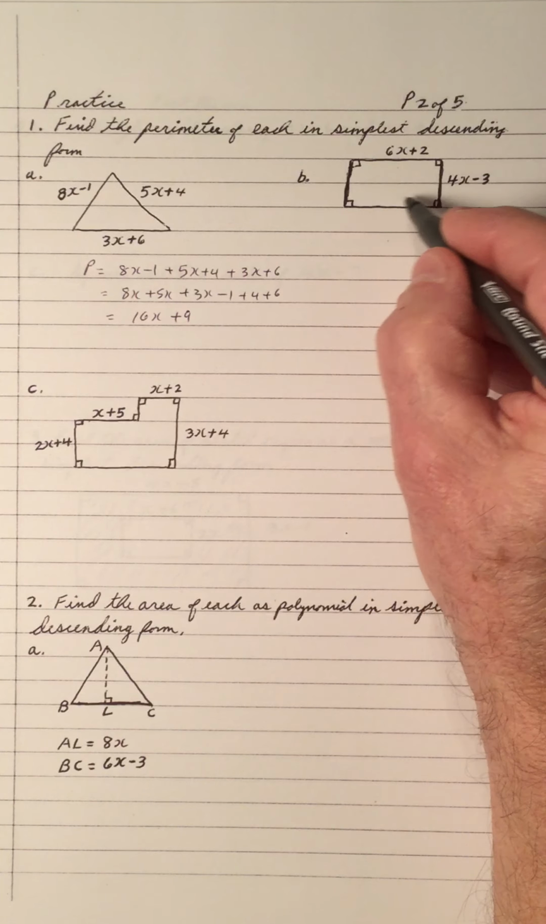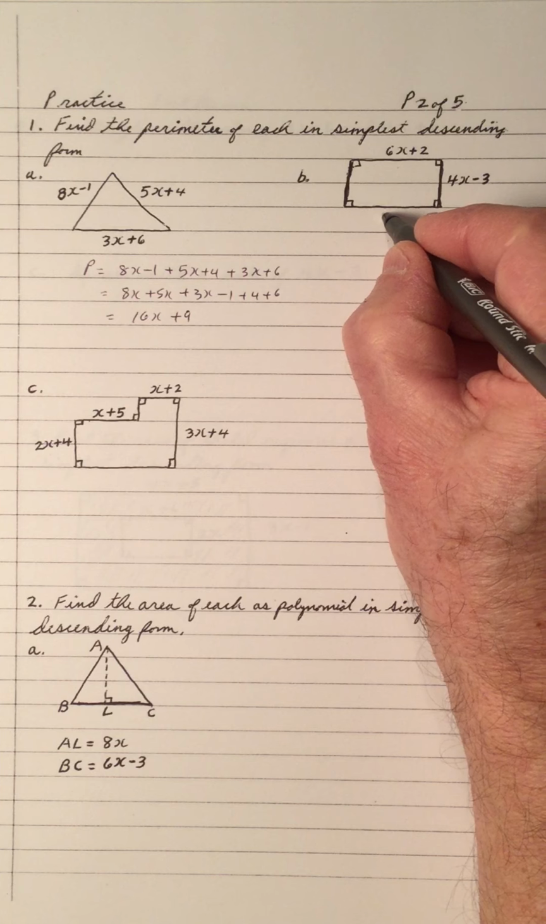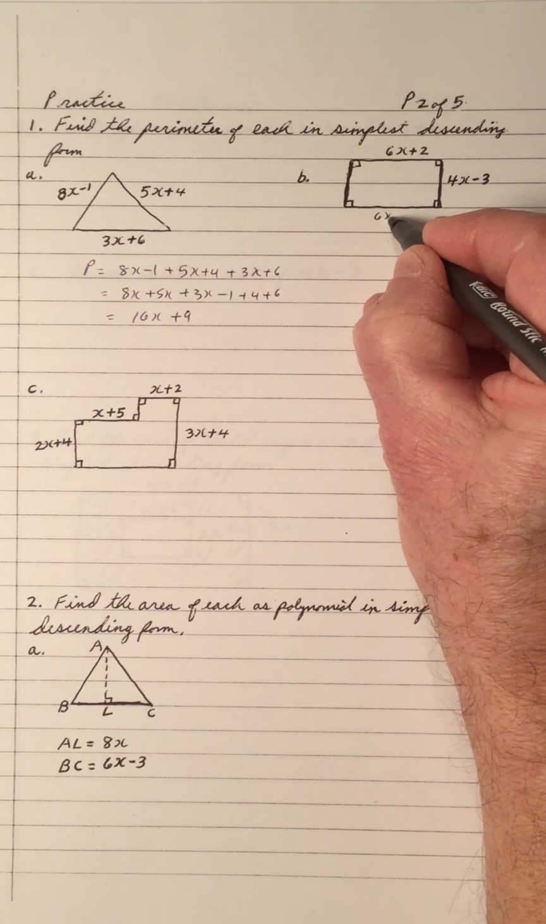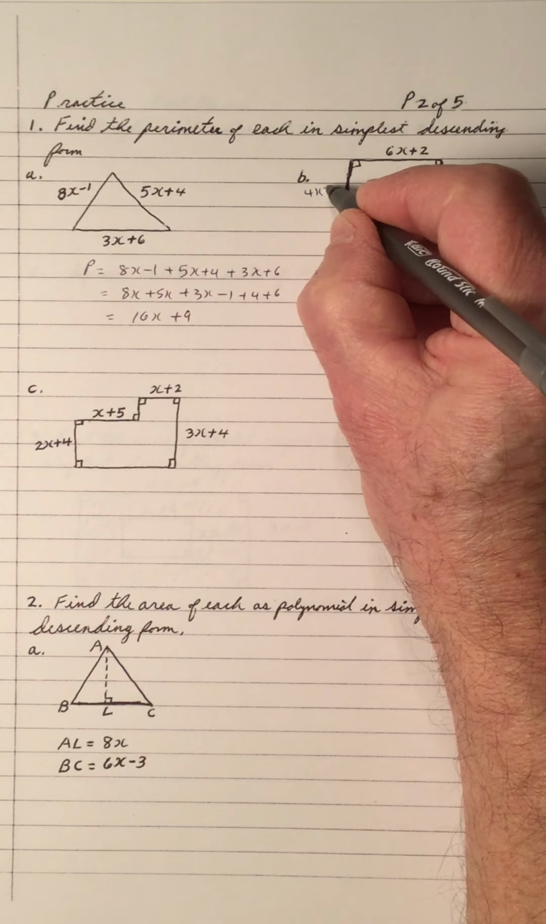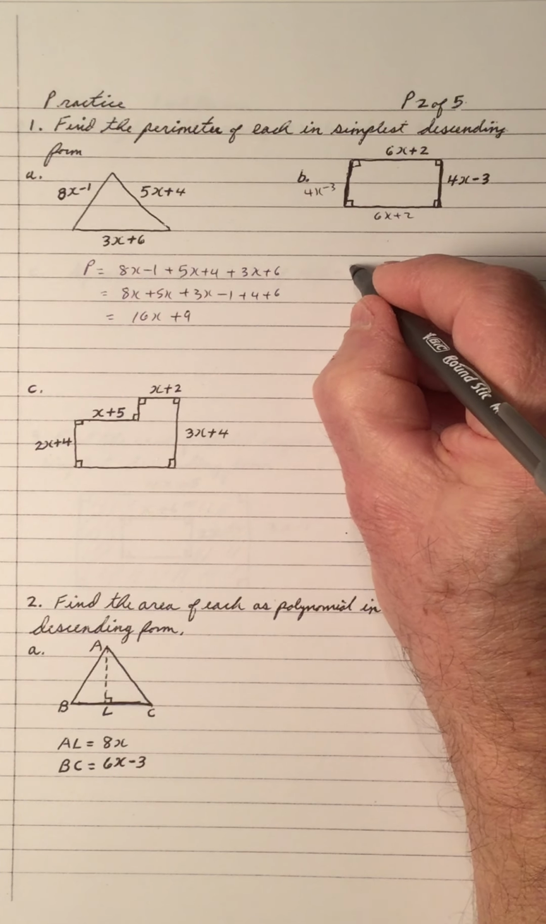Look at this, we have 4 right angles, so that's a rectangle. So I know that I can do this 2 ways. I can go x plus 2 there, and 4x minus 3 there, because the opposite sides are equal. So I've got 2 choices.